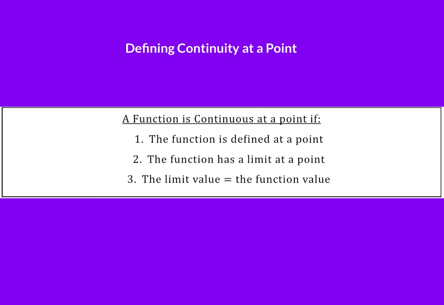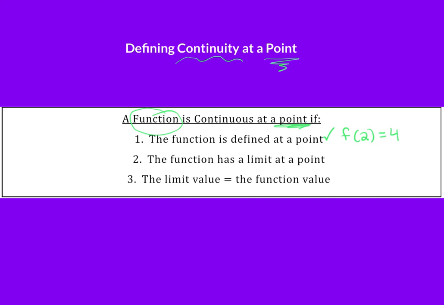Today's lesson is about defining continuity at a single point. So we are looking at functions and deciding if they're continuous at a single point. Three things must be true for continuity to exist at a point. First, the function is defined at the point. Let's say f of 2 has a value, it's defined.